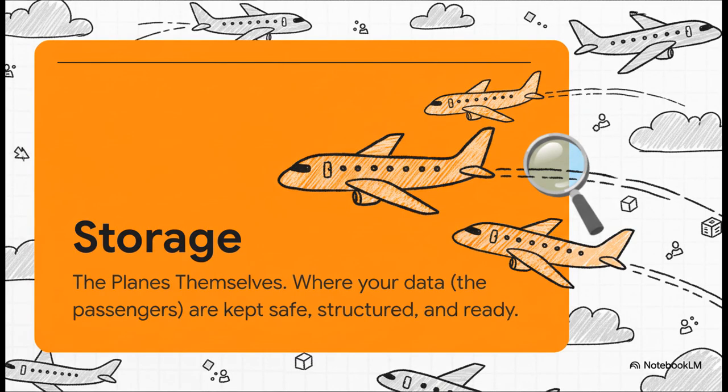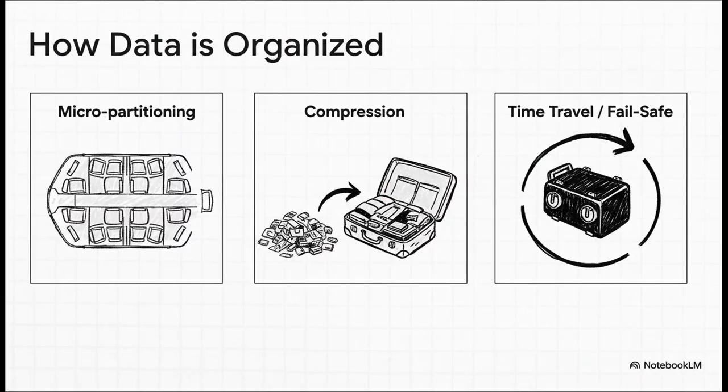So the airport itself is the infrastructure, but where does the data actually live? On the planes. Snowflake's storage layer is basically a huge fleet of aircraft, each one holding your passengers, the data, safely and securely until they're ready to move. And this is where the analogy gets really cool, because it shows how that storage is optimized. Micro-partitioning is just a super efficient seating plan. Compression is like packing luggage perfectly to save space, and my favorite, time travel, is basically the plane's black box, letting you recover historical data if you ever need to.